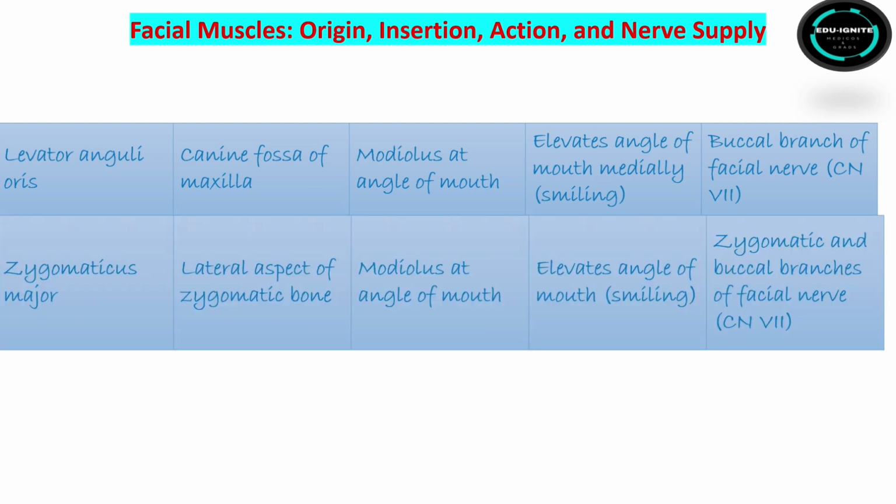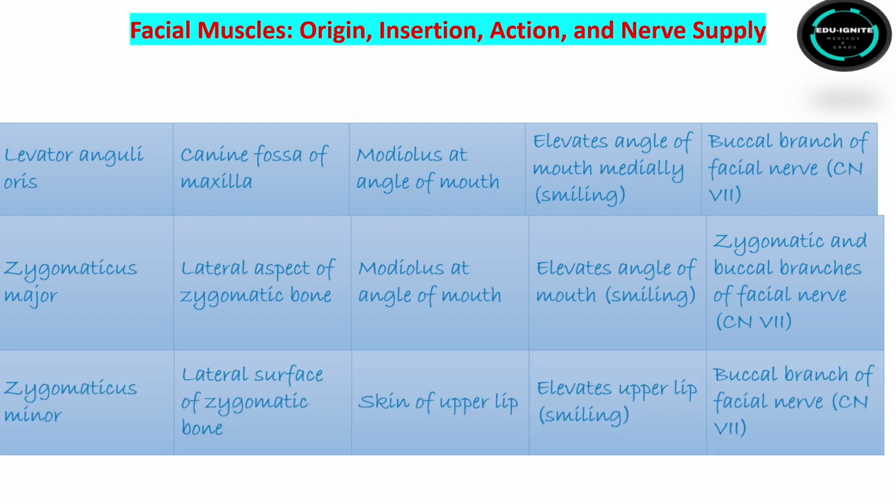Zygomaticus major muscle originates from lateral aspect of zygomatic bone and inserts into modiolus at angle of mouth. Zygomaticus major muscle elevates angle of mouth, is also involved in smiling, and is supplied by zygomatic and buccal branches of facial nerve. Zygomaticus minor muscle originates from lateral surface of zygomatic bone and inserts into skin of upper lip. It elevates upper lip, is also involved in smiling expression, and is supplied by buccal branch of facial nerve.